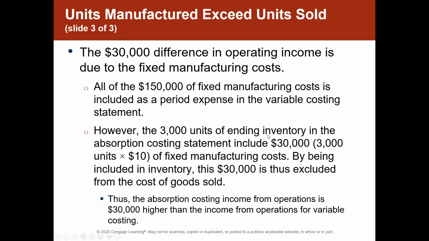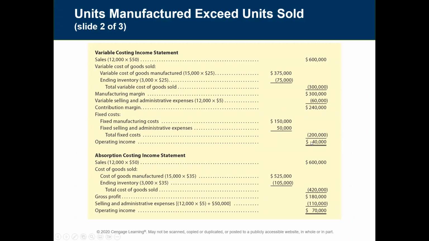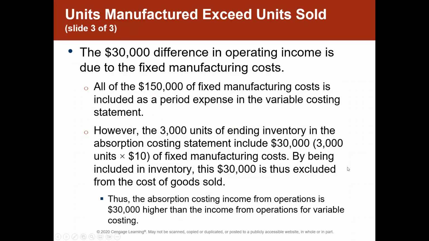So this slide just explains what I've already explained to you. The reason for the difference between the operating income of $40,000 under variable costing and $70,000 under absorption costing is the $30,000 worth of fixed manufacturing costs that got shifted onto the balance sheet. And it's misleading. It's not a good business decision to produce for inventory. And so if we reward people for higher income, we really are incentivizing, we're encouraging them to produce for inventory to shift some of those costs onto the balance sheet.